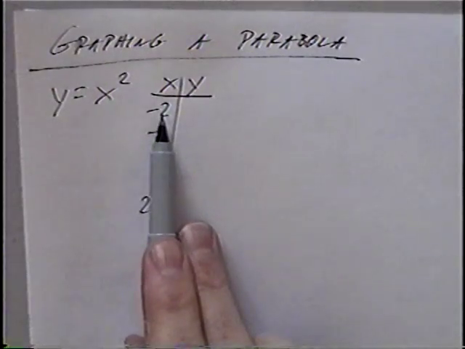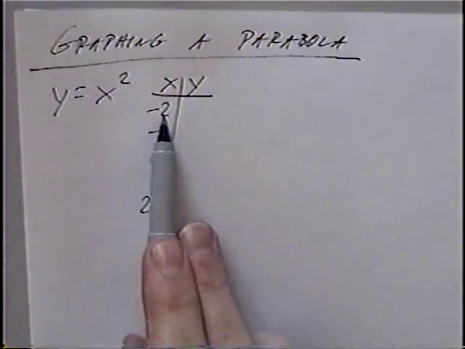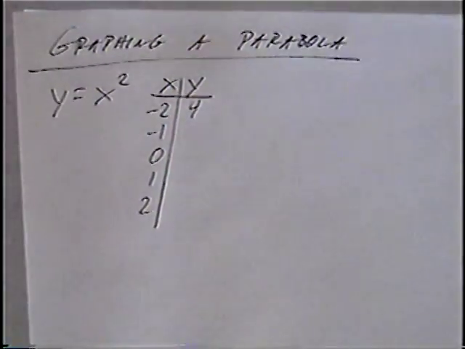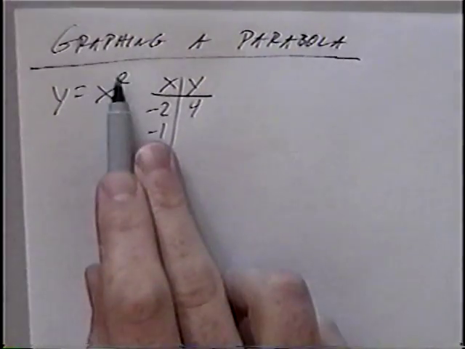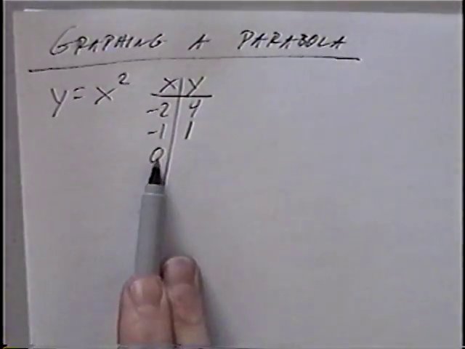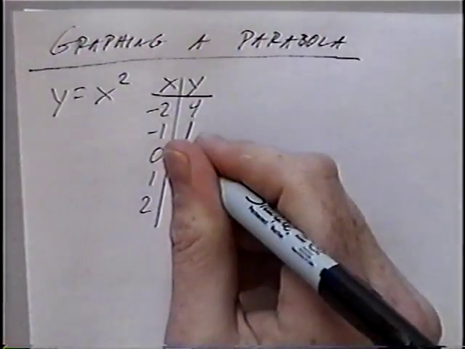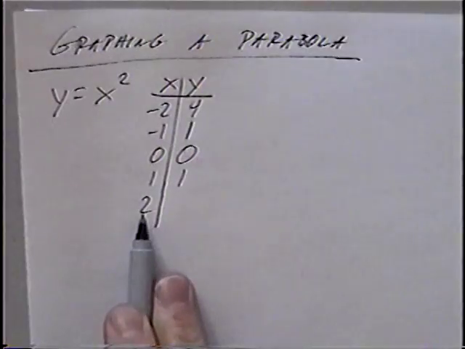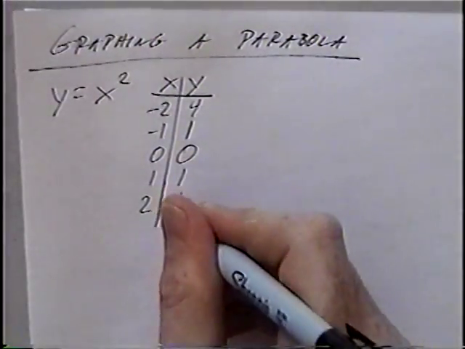Squared. So negative 2 squared is negative 2 times itself. Negative 2 times negative 2 would be positive 4. Negative 1 squared, negative 1 times negative 1 would be positive 1. 0 squared would be 0 times 0. 1 squared would be 1 times 1. And 2 squared would be 2 times 2.